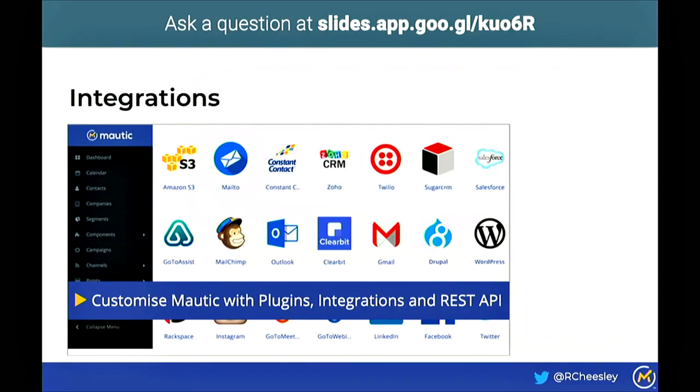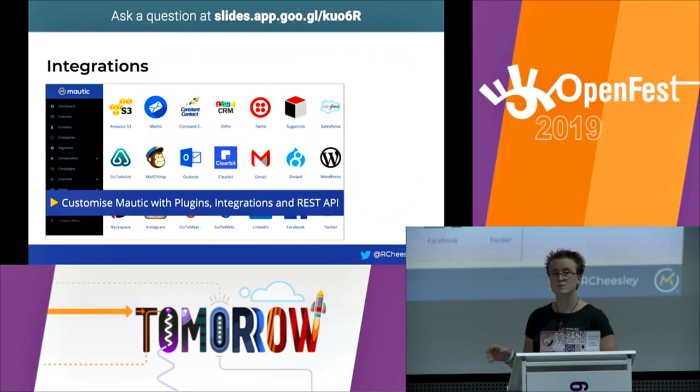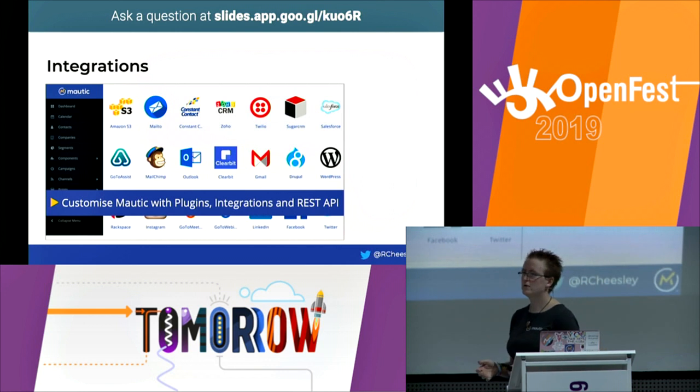So I've mentioned the plugins and APIs and integrations. If you're interested in the REST API, it's all at developer.mautic.org. All the endpoints are documented there with code examples. So if there's anything that you're a bit stuck on or you want to know more about, you can just give us a shout.